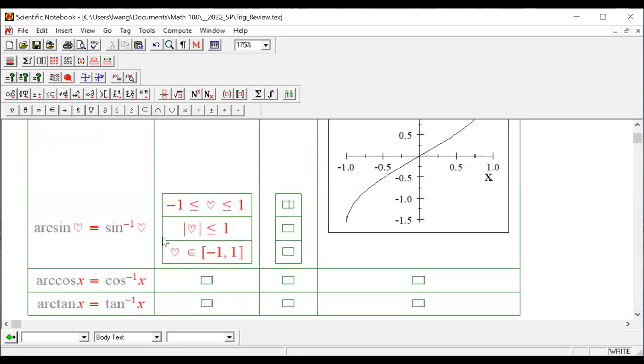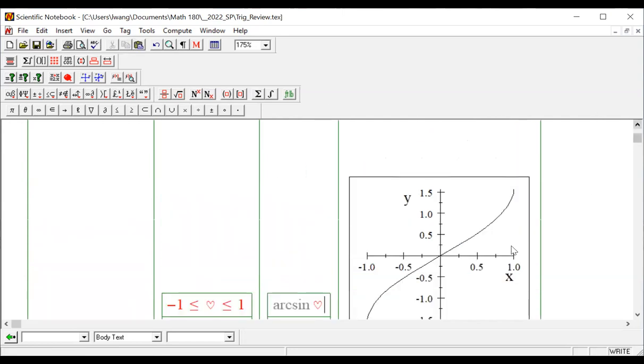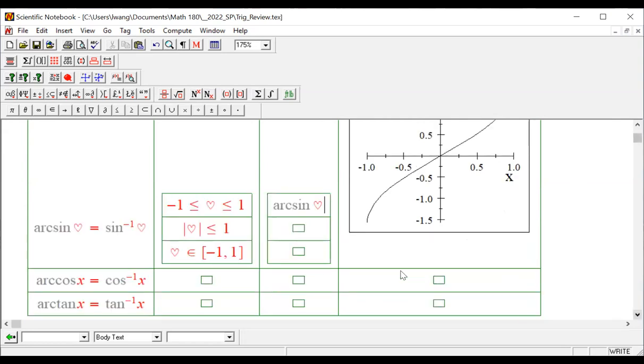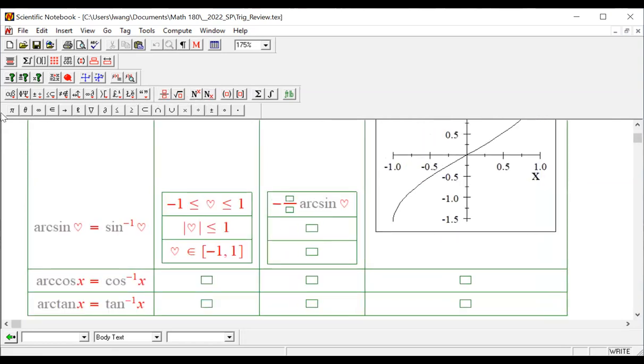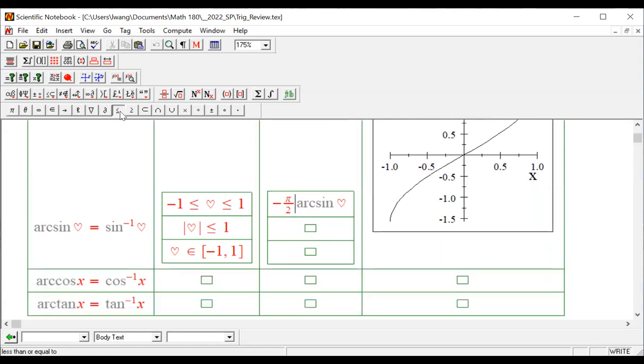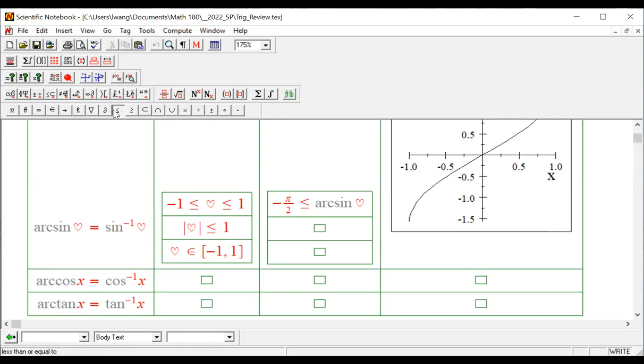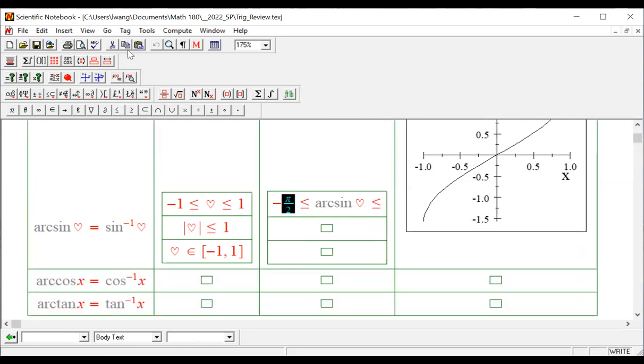So the domain, this symbol is in the place of input. The output, however, is a vertical span, between negative pi over 2, less than or equal to, and then less than or equal to pi over 2.